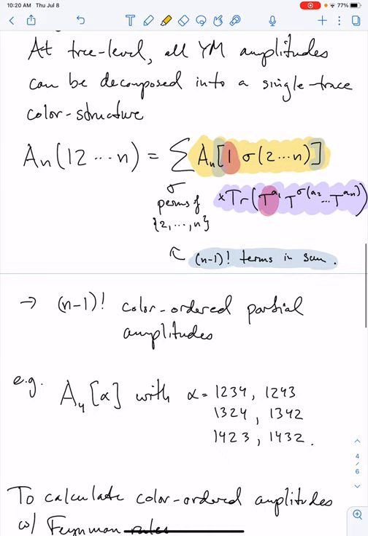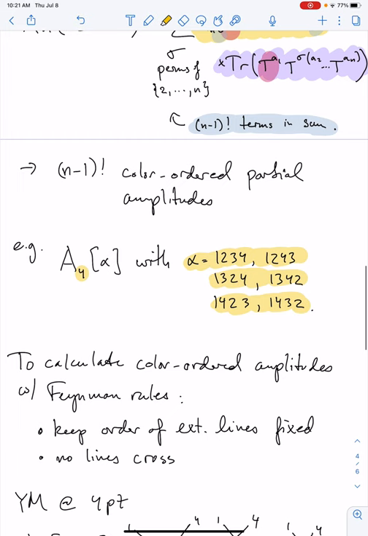All right, now I choose in my color orderings to keep the first line 1 fixed, and then for 4-point, I will have 6 different orderings because 4 minus 1 factorial is 6. And here I'm just listing what those are. So I have color orderings 1, 2, 3, 4, etc. with all the possible permutations of lines 2, 3, and 4.